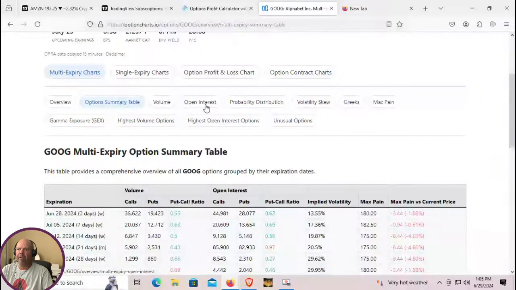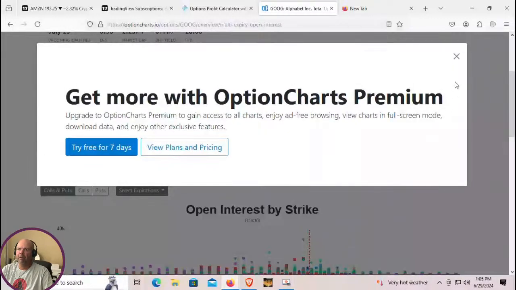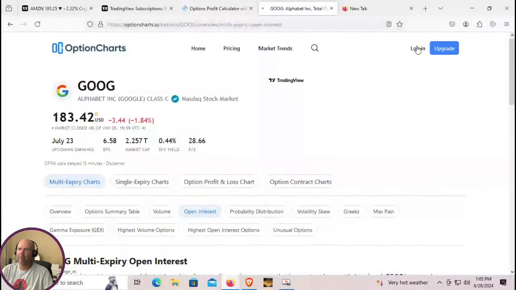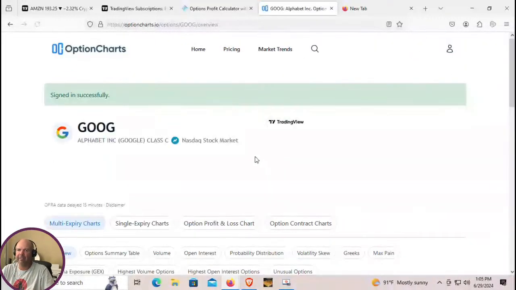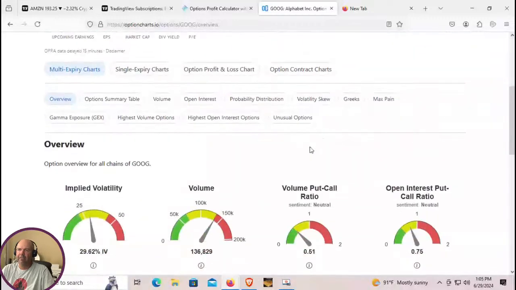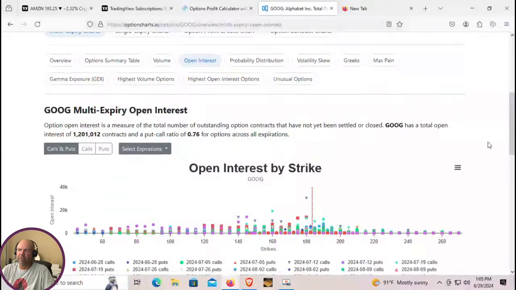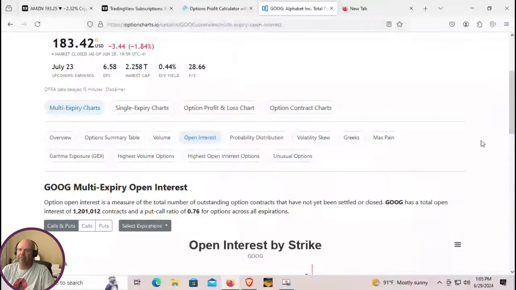Max Pain 180. So open interest. Premium. I have to log in. I didn't log in, sorry guys. So okay, where are we. Open interest. Oh, now it shows a lot more. Too complicated, this one.